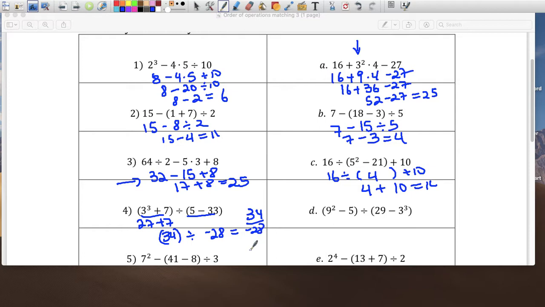And if we want to change it to a mixed number, it's negative 1 and 6 over 28, or negative 1 and 3 over 14. That's the final answer. Okay.